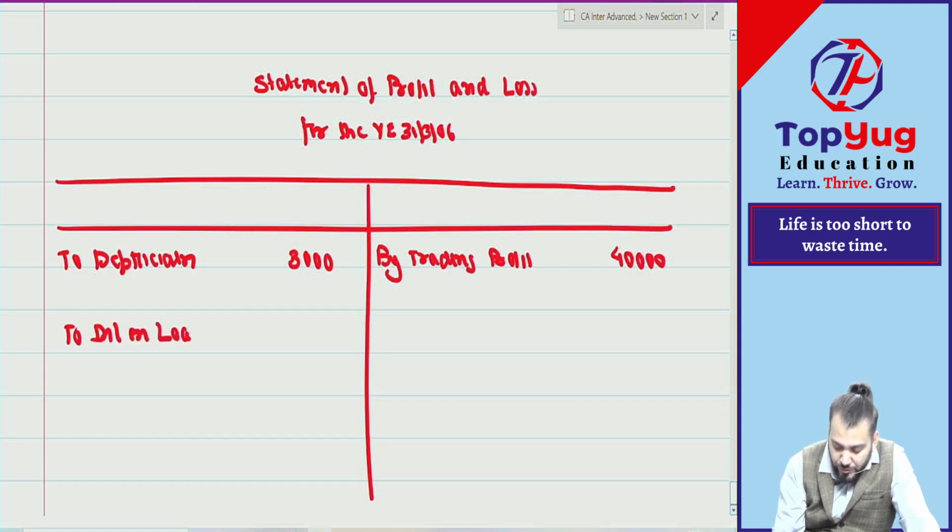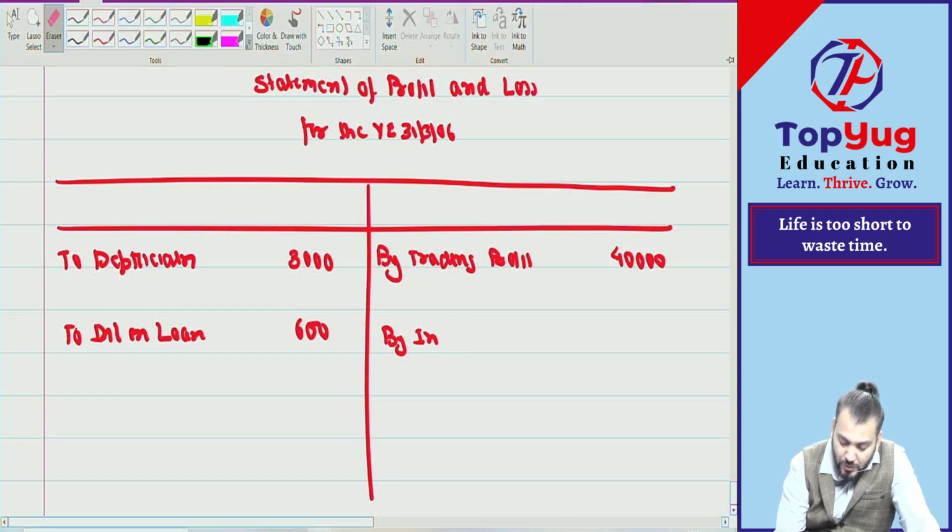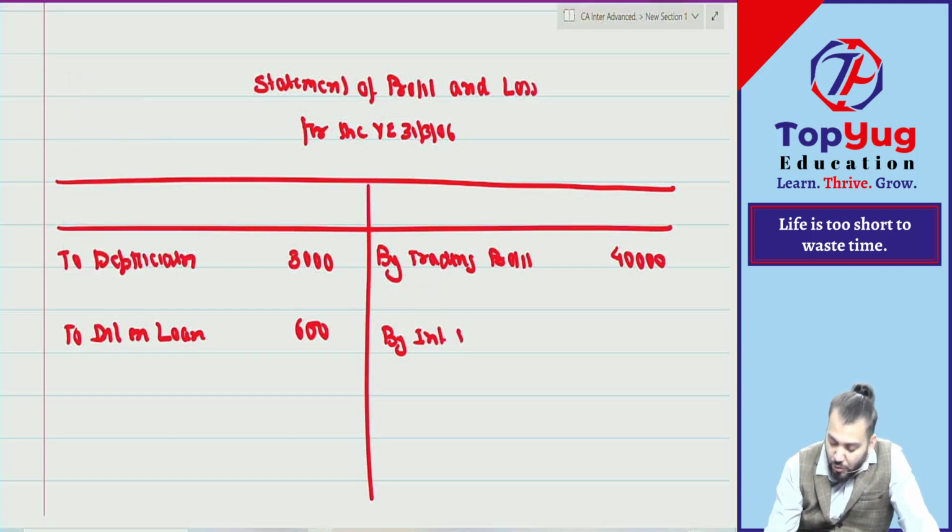Can you also write down to interest on loan? Interest on loan how much? 600. And there is one interest income also. Interest income on investment. Correct now? I hope you are understanding. There is one interest income, how much? 500. 1200. But what is the net profit?